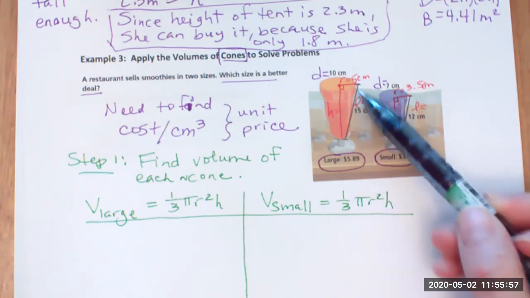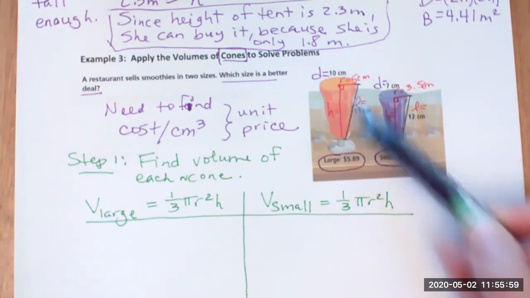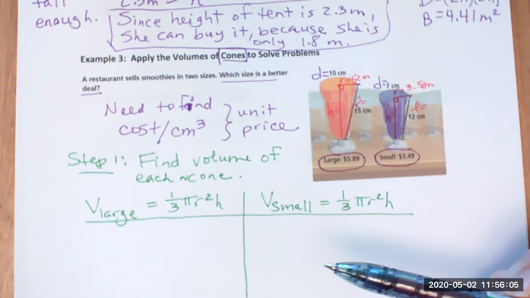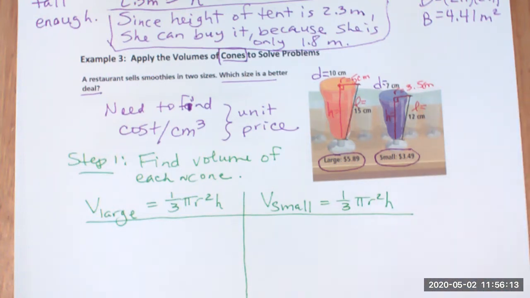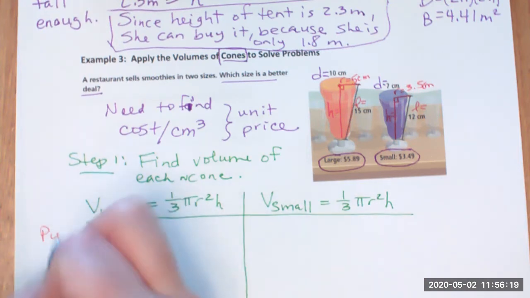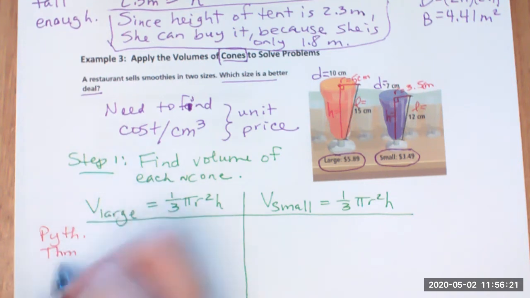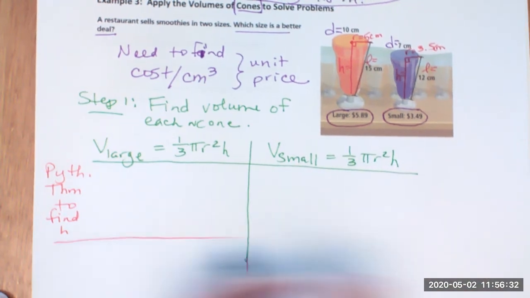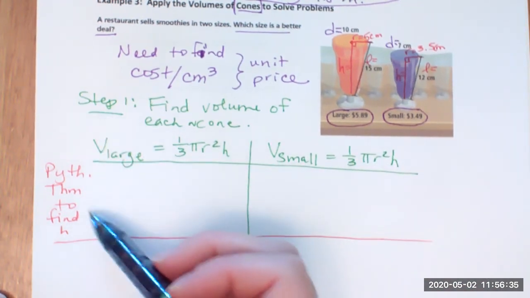You're given the hypotenuse of a right triangle and one of the legs, and it's then easy to find the other leg. Hopefully you thought about it and said, oh, I just need to use the Pythagorean theorem. So in both of these cases, before I can find the volume, I need to use the Pythagorean theorem to find h. That we have to do first, so that's within our step one.